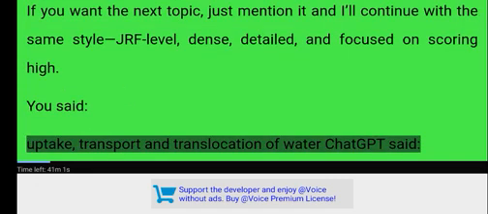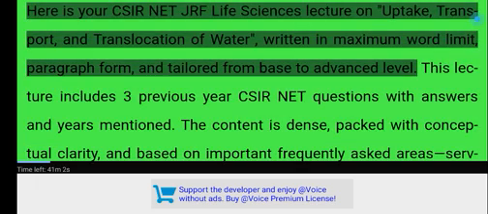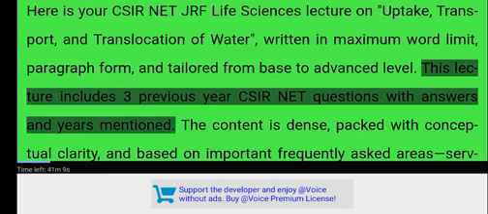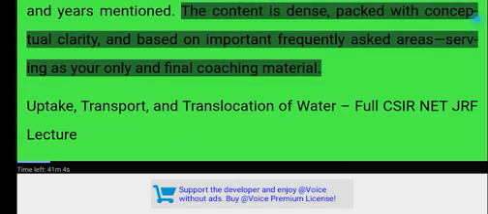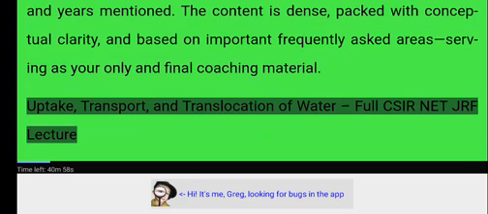You said: Uptake, transport, and translocation of water. ChatGPT said: Here is your CSIR-NET JRF Life Sciences lecture on uptake, transport, and translocation of water, written within the maximum word limit, in paragraph form, and tailored from base to advanced level. This lecture includes 3 previous year CSIR-NET questions with answers and years mentioned. The content is dense, packed with conceptual clarity, and based on important frequently asked areas, serving as your only and final coaching material. Uptake, transport, and translocation of water: full CSIR-NET JRF lecture.